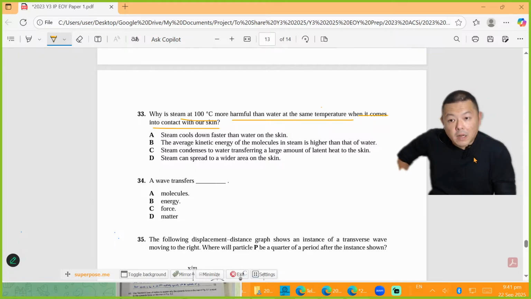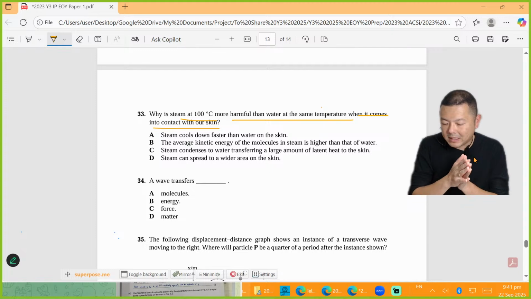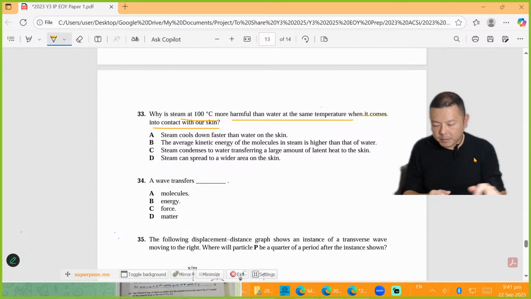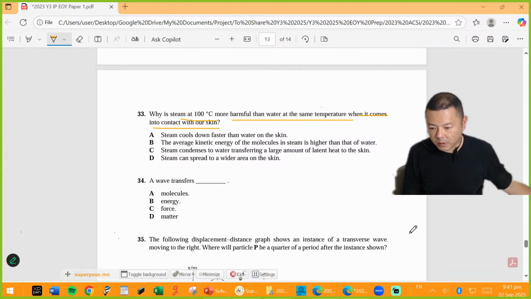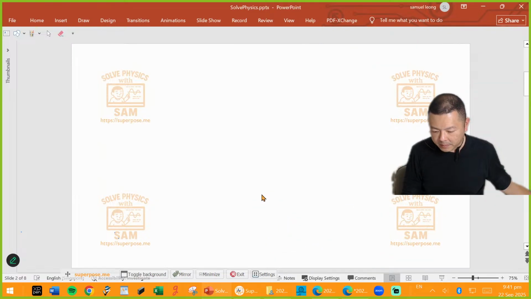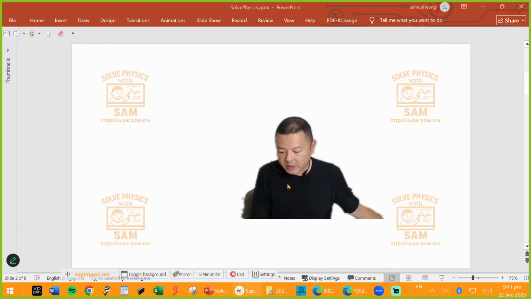No, that's fine. So now we know it's because of latent heat, right? Just to give you guys an idea, I always like to give you the answer, but also follow up with a short explanation. The explanation is where the important stuff is, right?